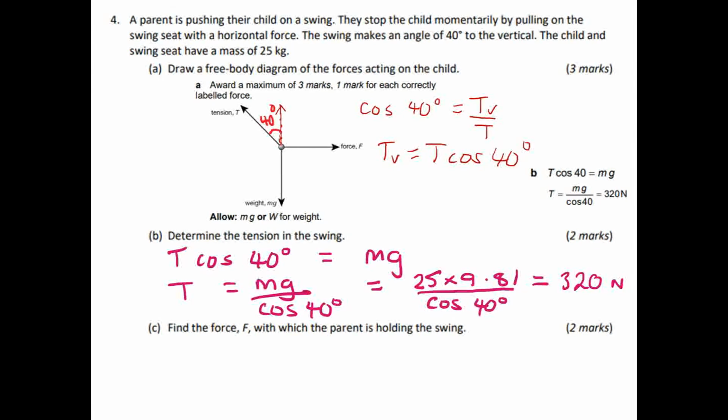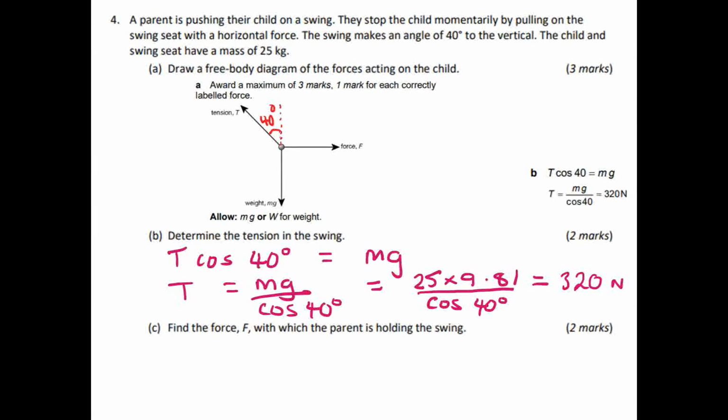And we're then making that equal to mg. We're then putting in the values that we've got. We can rearrange it first. So T equals mg over cos 40. Put the values in for the weight there, 25 times 9.81 over cos 40 equals 320 newtons. So that will be 2 marks.